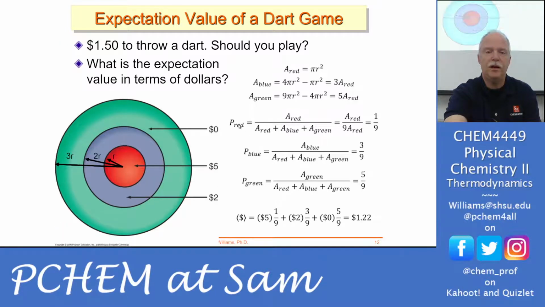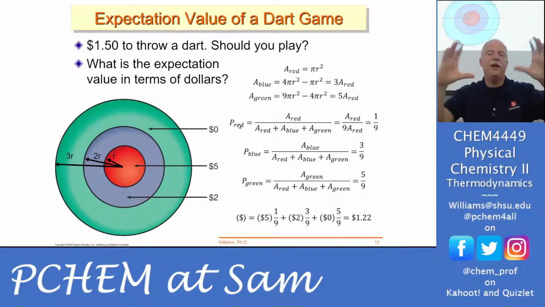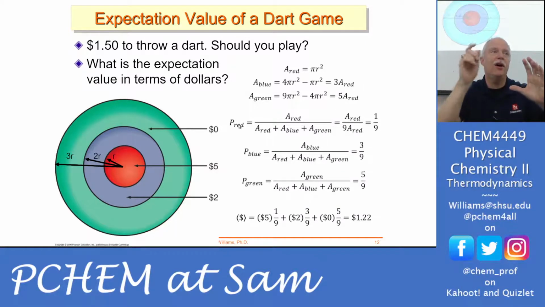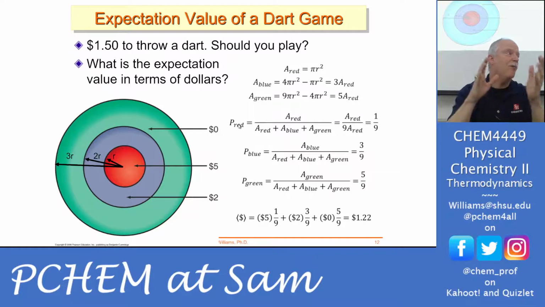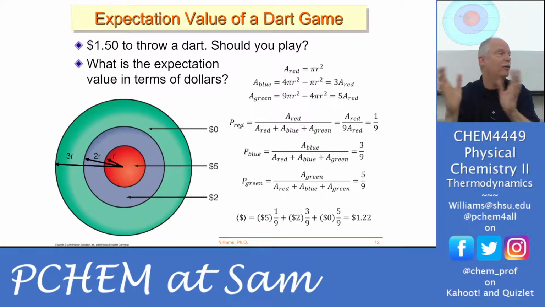So here, let's play a dart game. Let's go to the fair. We see a dartboard. We're pretty confident that we can get the dart on the board every time. But when we get it on the board, we're really not that good to know that there's a higher probability of being in the red or the blue or the green.